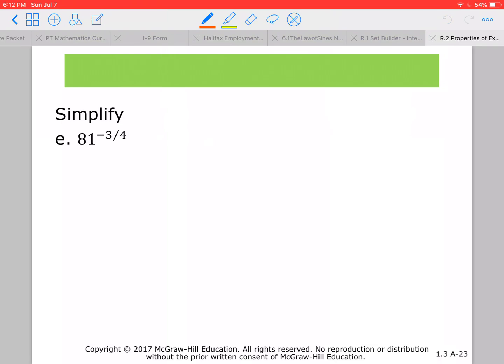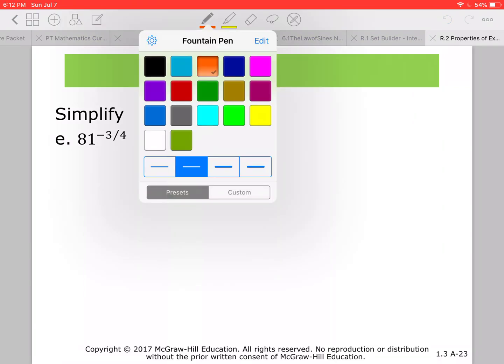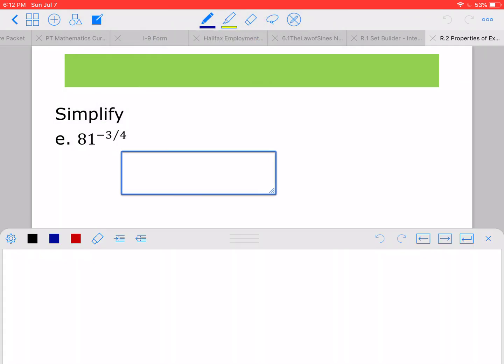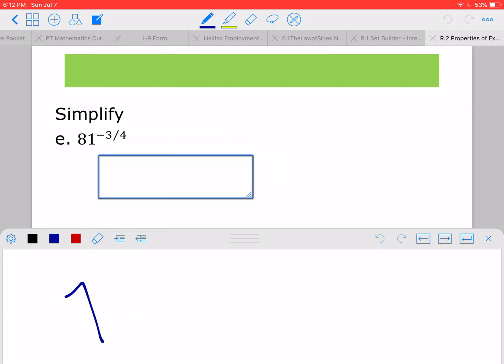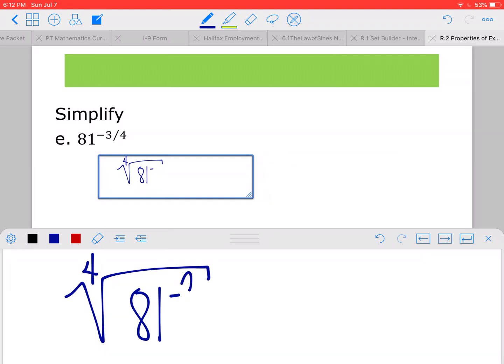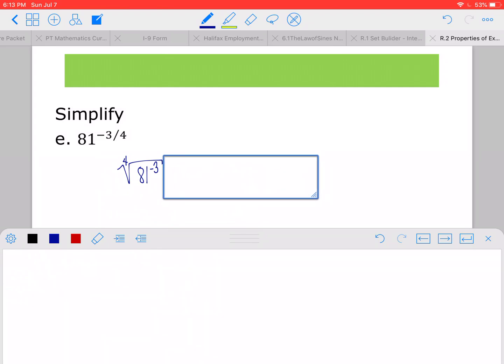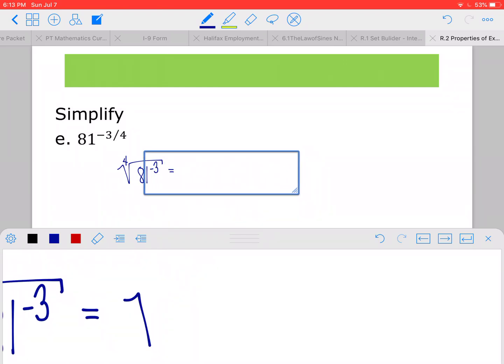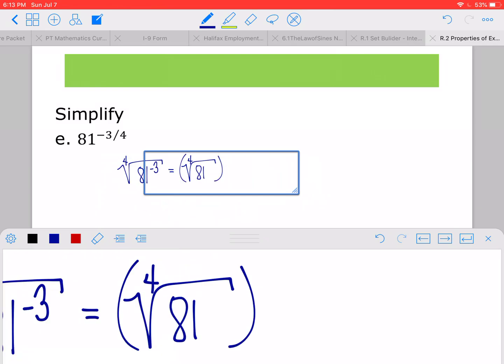81 to the negative 3/4. Let's see what happens here. So the 4 goes in our root, and we've got 81 to the negative 3. Well, that's okay, because our root is positive, or our actual 81 isn't negative, so we're good with that, okay? Let's rewrite this as we did with the last one. I think it'll be easier to look at if we say the fourth root of 81, to the negative third power. So the fourth root of 81.